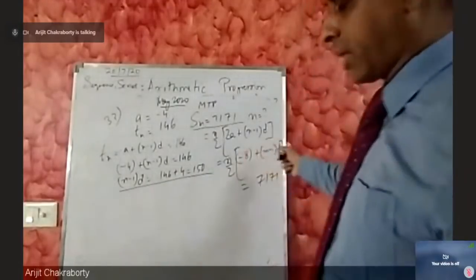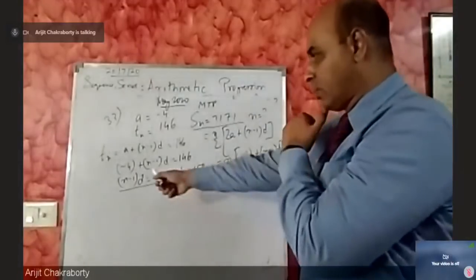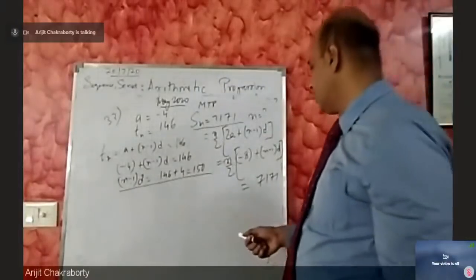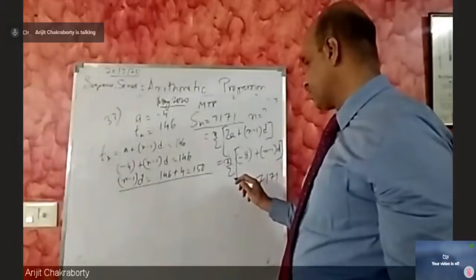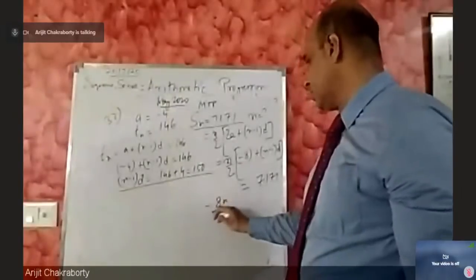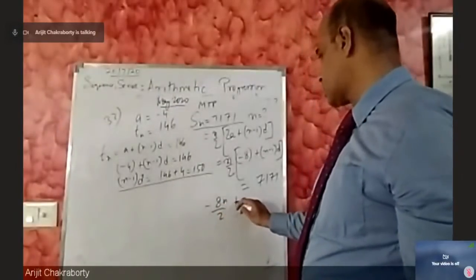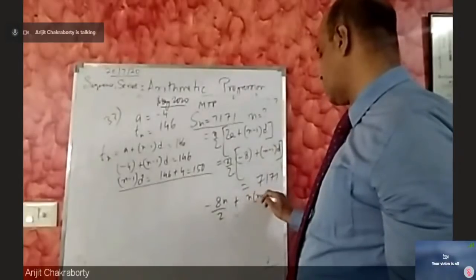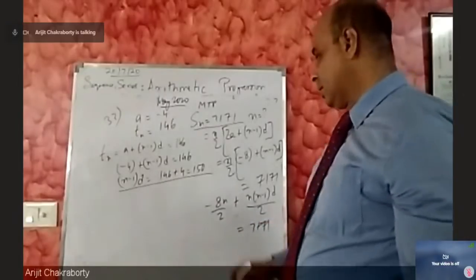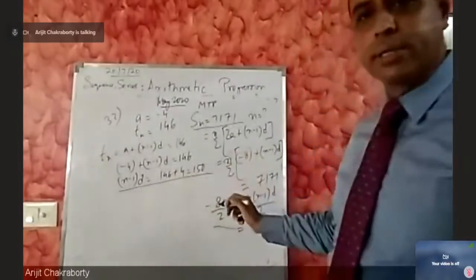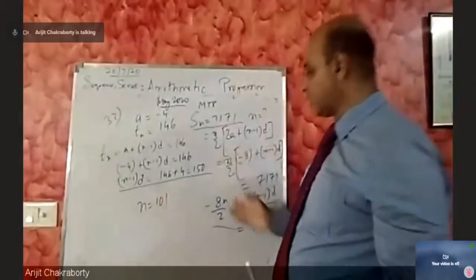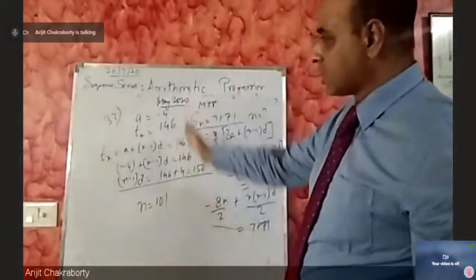So we are getting a huge calculation and two equations. One is n minus 1 into D equal to 150, and the other, if you simplify, you get minus 8n by 2 plus n into n minus 1 into D by 2, and this is equal to 7171. If you simplify these two equations and solve, you will arrive at n equal to 101. So you have to solve it by a quadratic equation, right? So I just showed you the way.